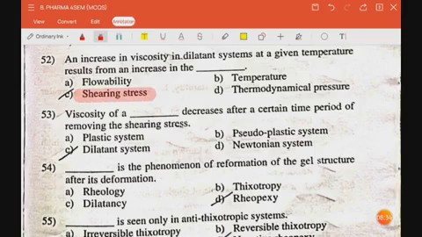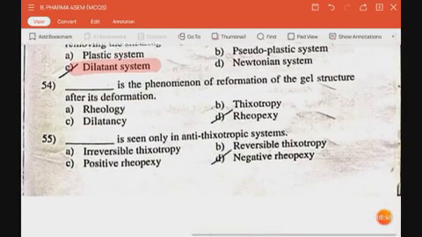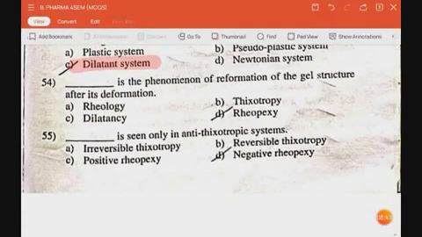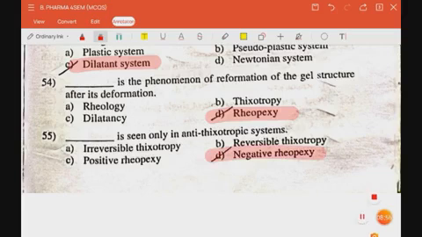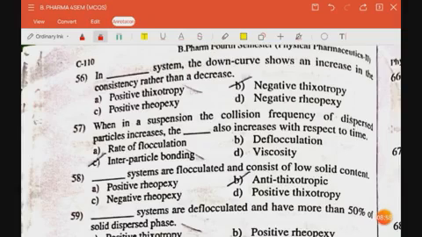The next question is, viscosity of a dash decreases after a certain time period of removing the shearing stress. The answer is dilatant system. The next question is, dash is the phenomenon of reforming of gel structure after its deformation. The answer is rheoplexy. The next question is, dash is seen only in the anti-thixotropic system. The answer is negative rheoplexy. In dash system, the down curve shows an increase in the consistency rather than a decrease. The answer is negative thixotropy.